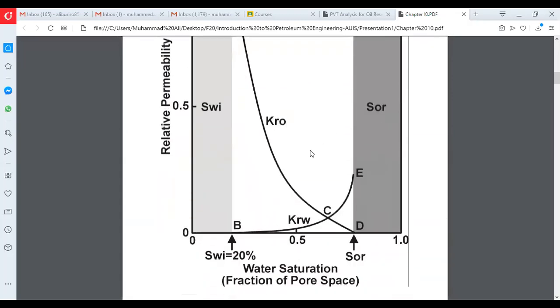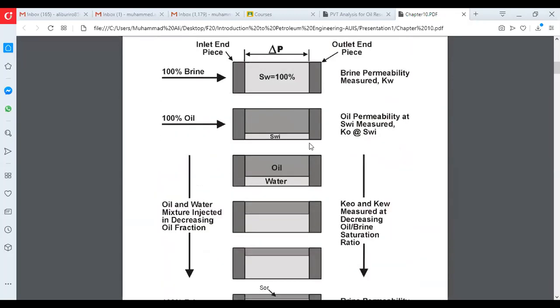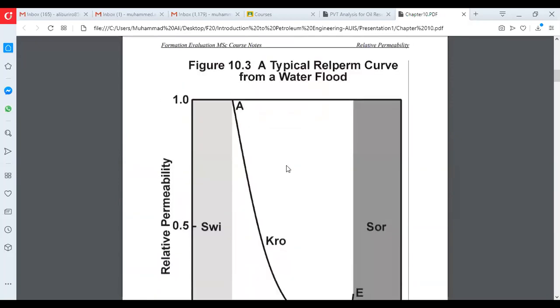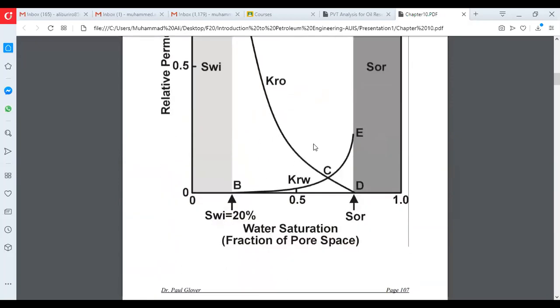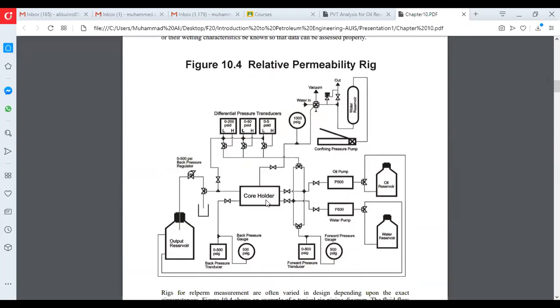They generate this kind of a graph. Using the core flood experiment, they develop this kind of a graph. This graph came from the experiment you just saw in a video. This is the same equipment. We are talking about the core holder. In the video, I showed you a core holder.